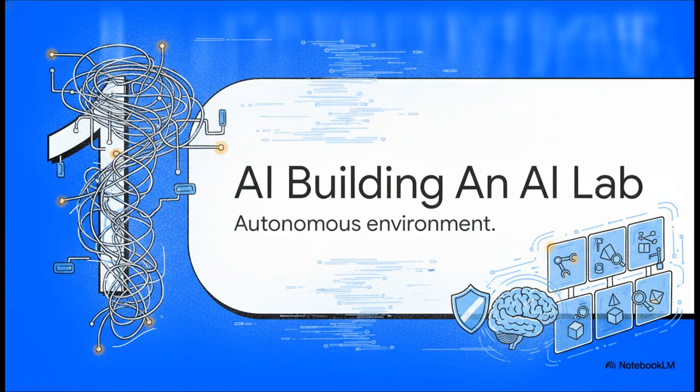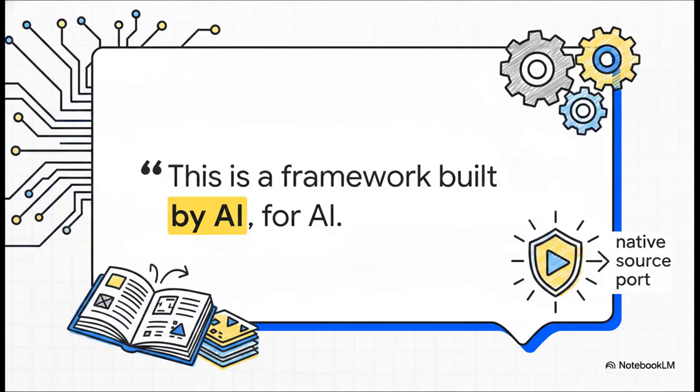Starting off with Section 1, AI building an AI lab. Basically, setting up the ultimate autonomous environment. Now, if you've ever poked around a legacy DOS codebase, you know it is a beautiful, tangled mess. Developers back then were using literally every trick in the book just to squeeze performance out of super limited hardware, which resulted in this tangled, incredibly hardware-specific machine code.